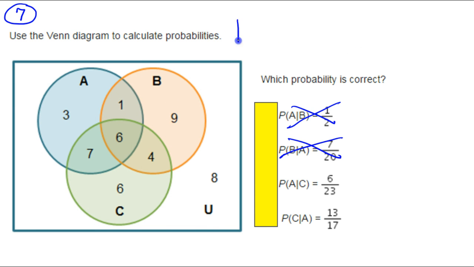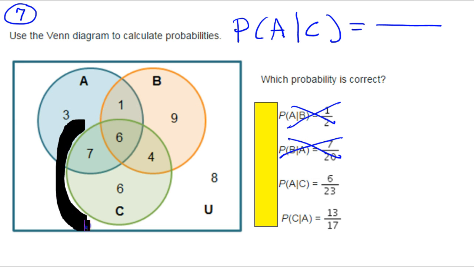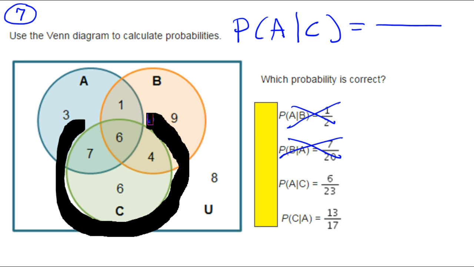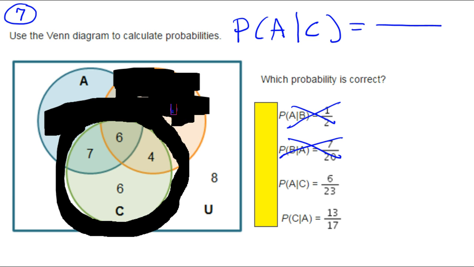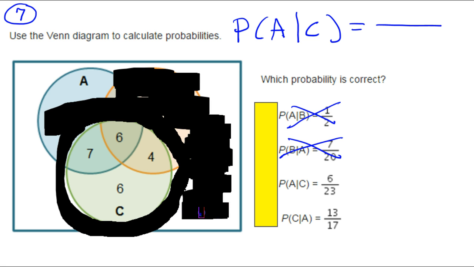Now, all right, the probability of A given C. All right, C is the universe. Okay, and we're shooting for A, so I'm not going to cover that up. But so C is the universe, so I'm going to sort of black out everything except for C. All right, none of these numbers matter. None of this matters.